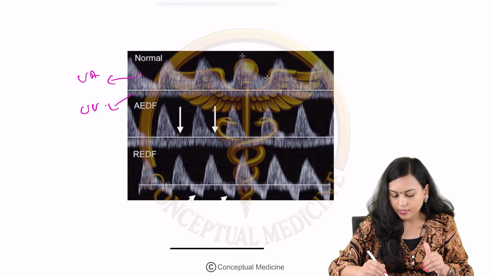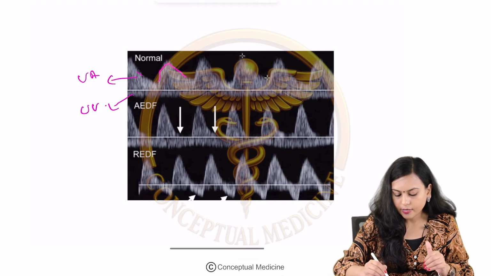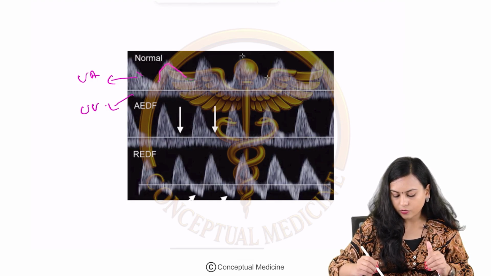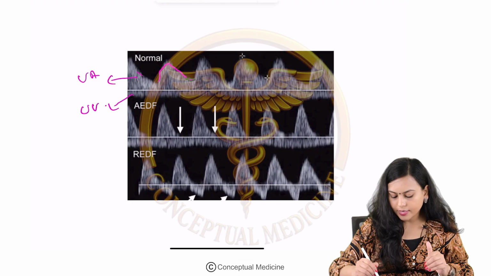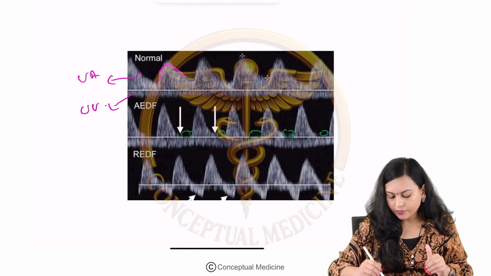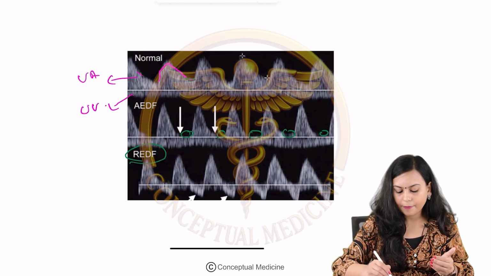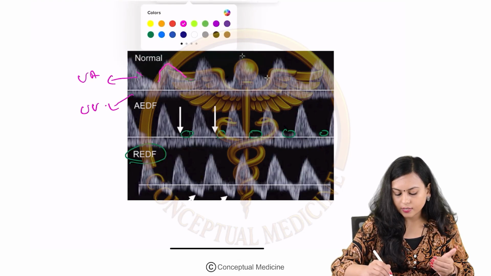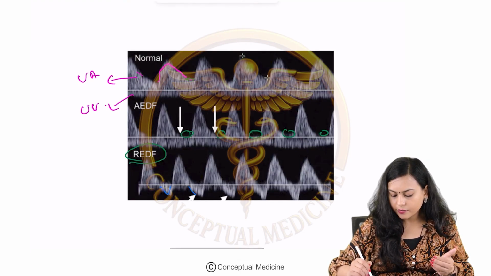So, usually this is the systolic flow and this is the diastolic flow, okay. So, this is the diastolic flow. So, what is happening here? The diastolic flow is not seen, right. So, this is absent end diastolic flow, and in reversed end diastolic flow, what is going to happen? This is going to get reversed, right. So, there is a reversal of the diastolic flow.